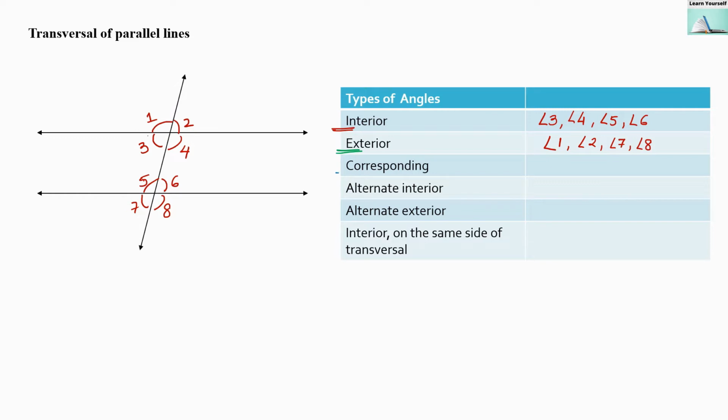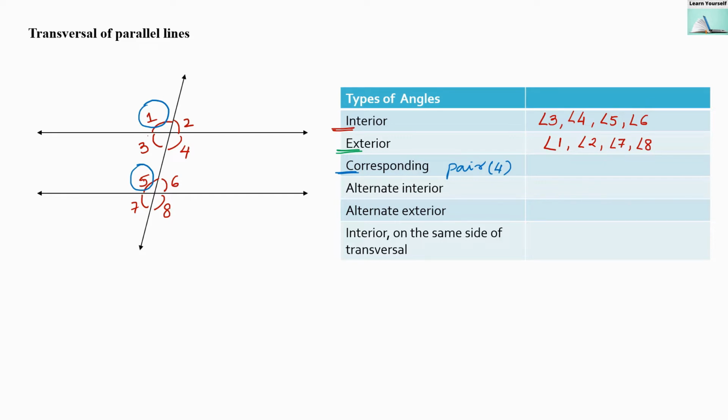Now corresponding angles. When we are talking about corresponding angles, we will get pairs of angles, and we will get a total of 4 pairs of angles which are corresponding with each other. What is the meaning of corresponding? When we are talking about angle 1, as you can see angle 5 here is the corresponding angle to angle 1. So this makes one pair of corresponding angles.